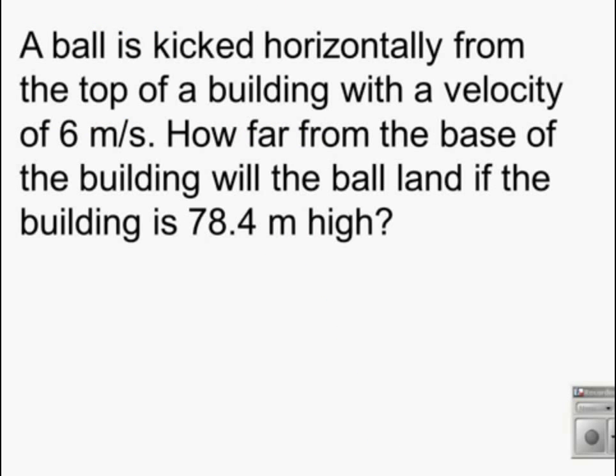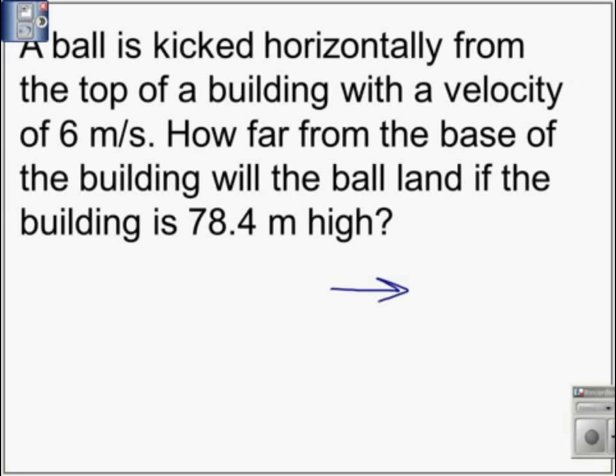If a ball is kicked horizontally from the top of a building with a velocity of 6 meters per second, now this 6 meters per second is horizontal, so this ball has been kicked to the right at 6 meters per second off a building. And when that happens, the initial velocity vertically is 0 meters per second. It does have a horizontal velocity, but it has no vertical velocity initially. And it asks, how far from the base of the building will the ball land if the building is 78.4 meters high?